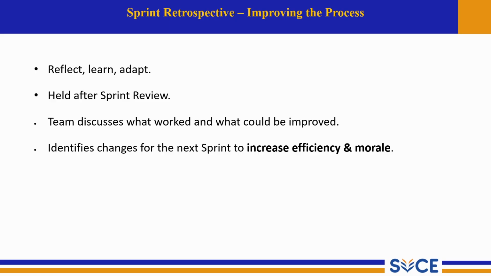Now we will see in the next slide the sprint retrospective, improving the process. Here, improving the process means reflect, learn, adapt. The team discusses what went well and what needs change. This can be held after the sprint review. The team discusses what worked and what could be improved. It identifies changes for the next sprint to increase efficiency and morale.